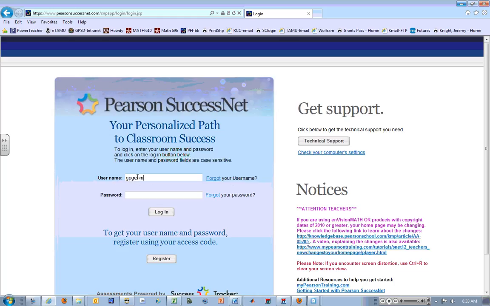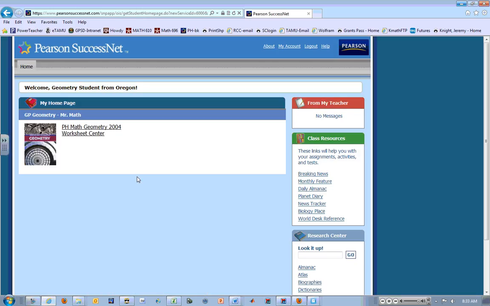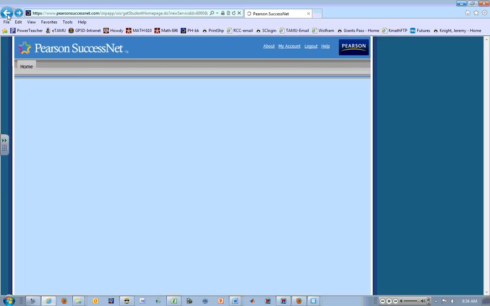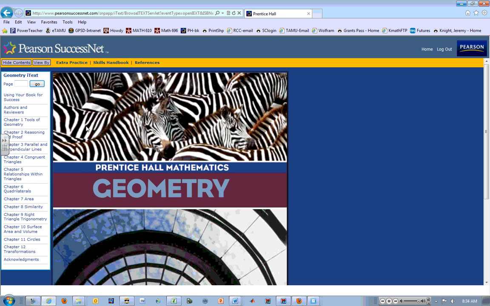GP Geometry. That's the password. Watch this. But what do you see on the computer? Well, then this won't work. Then you go here. You guys see that one? A lot of people get to this point and they say, I logged in and I didn't know what to do. You'll get to this screen. It says PH Math 2004. That's our book. That's the date it was published. It's a little old. We click on there.